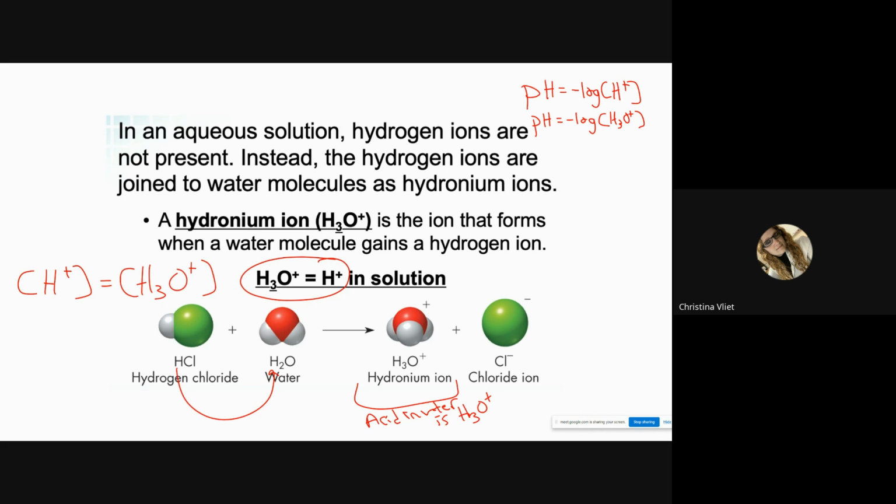So if you're looking for the negative log of the concentration of acid, we could call that H plus, or we could call that H3O plus, because water, when combined with acid, will always take H plus.